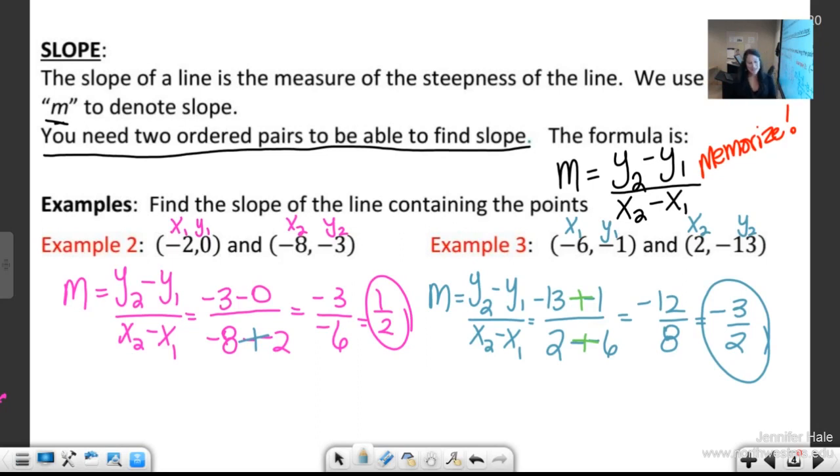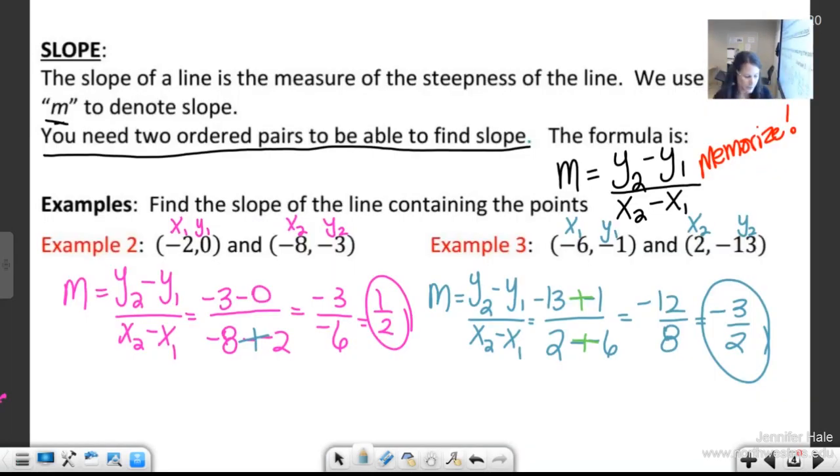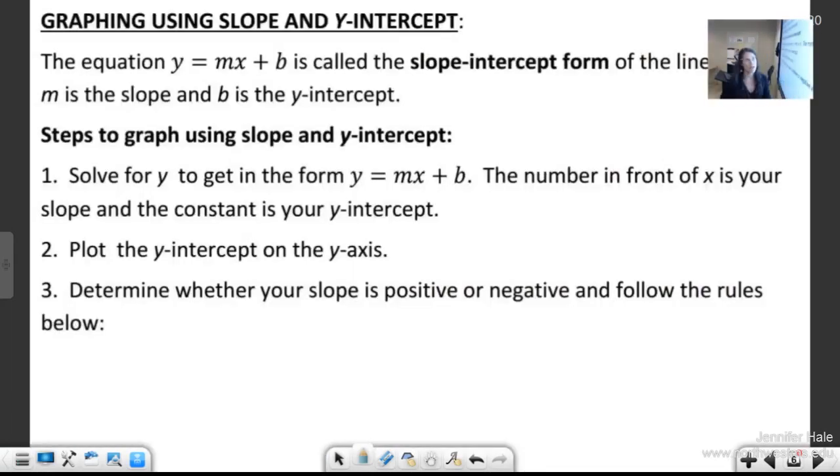All right, so we're going to graph using this slope. Okay? So when we graph, we use a slope and we use a y-intercept. All right, so you want to get your equation to look like this. When we did the intercepts a minute ago, we wanted the x and y on the same side so we could cover it up. We don't want that now. Now we want it to be y equals. We want that y by itself.